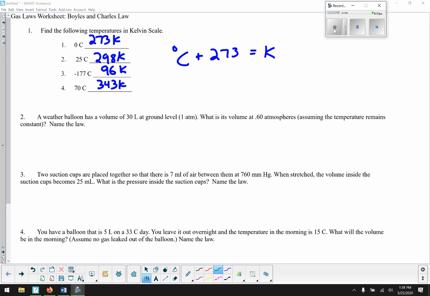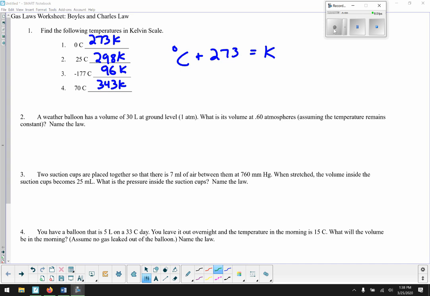So number one on the Boyle's and Charles' law worksheet was just to convert from degrees Celsius into kelvins. And just remember, Kelvin is degrees Celsius plus 273. So you'll see the values there. And I will put this document up as a key along with this video.